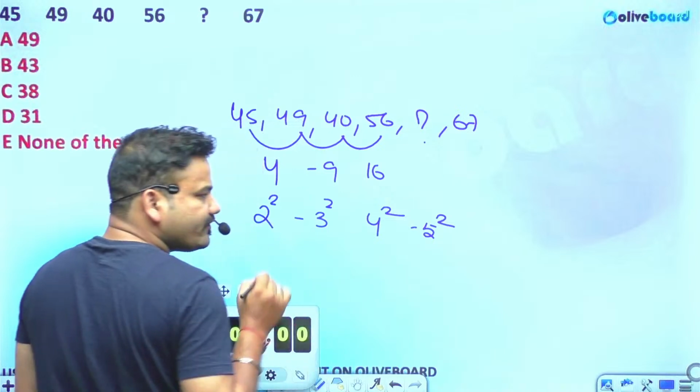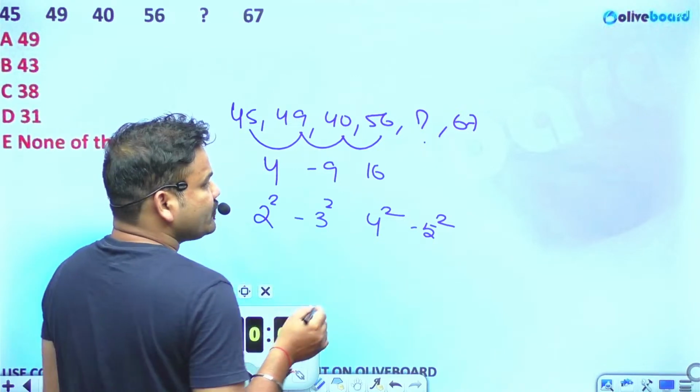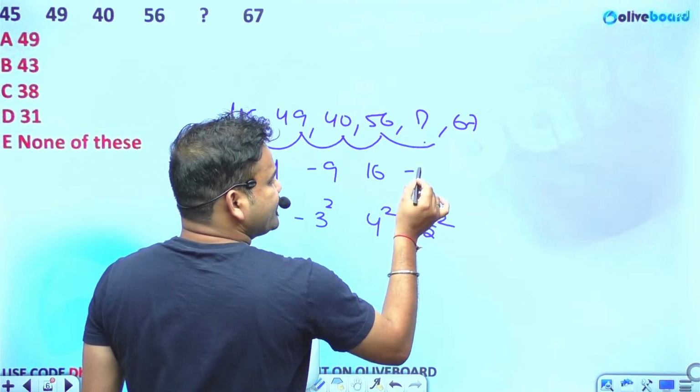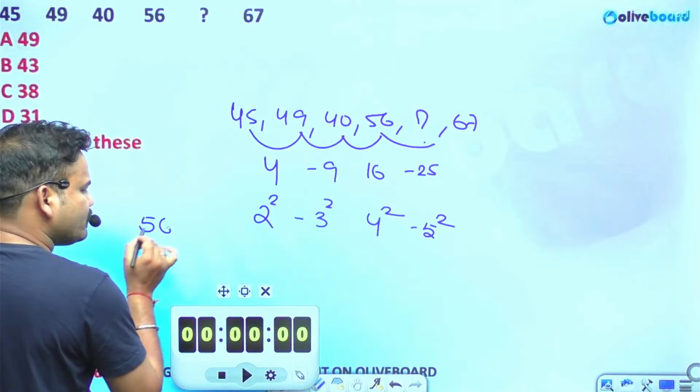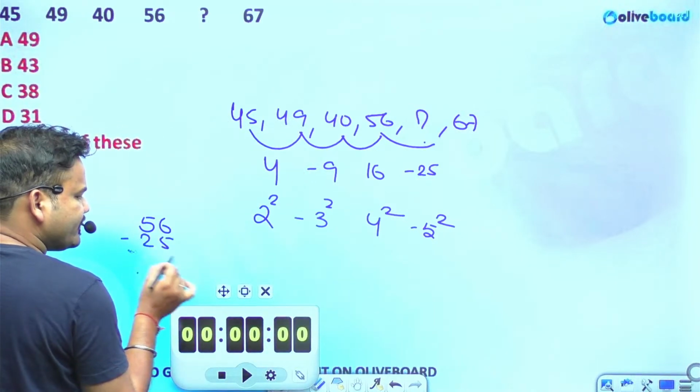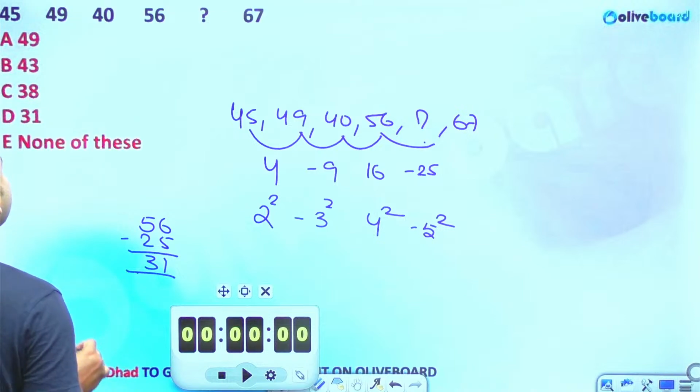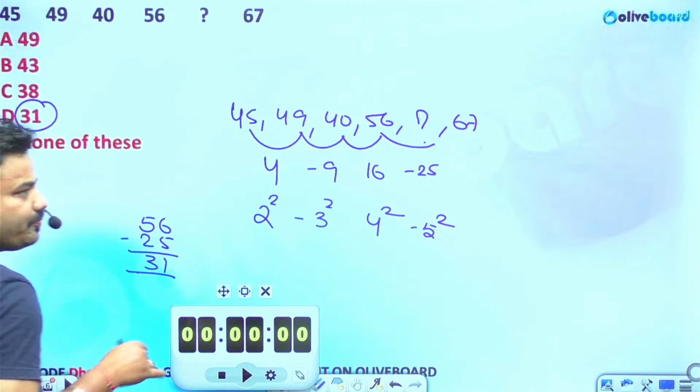So consecutive numbers, right? So 5 square is 25, so it can be minus 25. So you can just prove this out. 56 minus 25 is what? 31. So is 31 an option? Yeah, 31 is there. But we need to prove the next number.